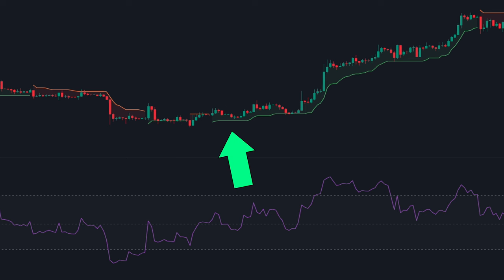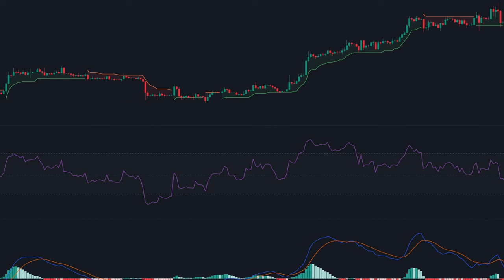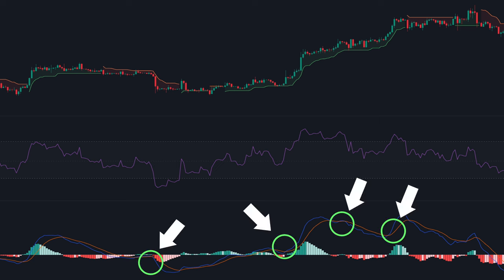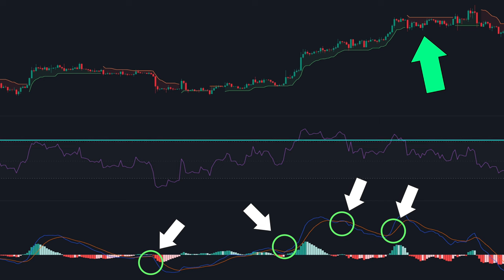By ensuring that the price is above the supertrend line, we substantially increase the likelihood of trading in the direction of the dominant trend. Now let's talk about the RSI component. As the MACD suggests a potential buy signal, and the supertrend confirms the trend direction, we introduce the RSI as an additional layer of confirmation and risk management.